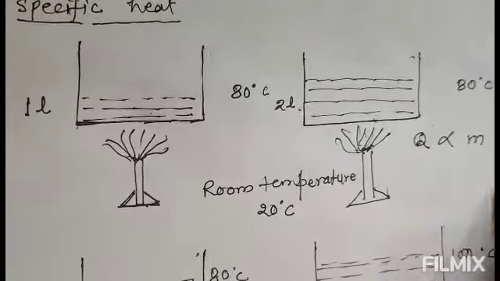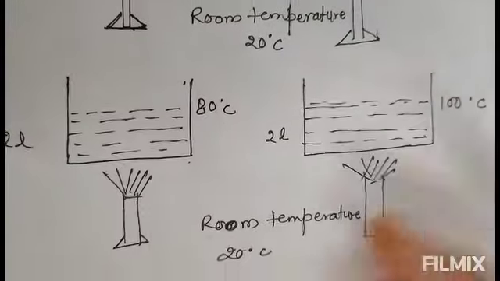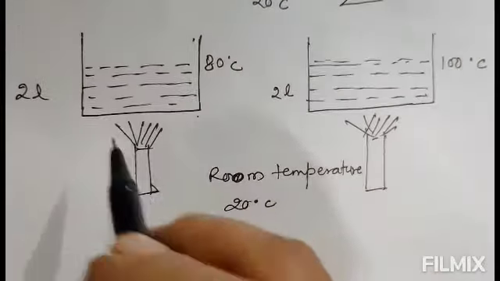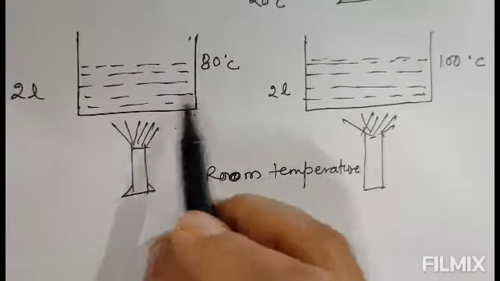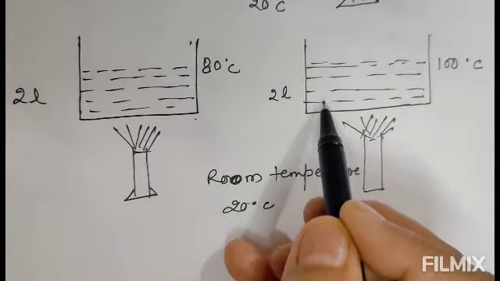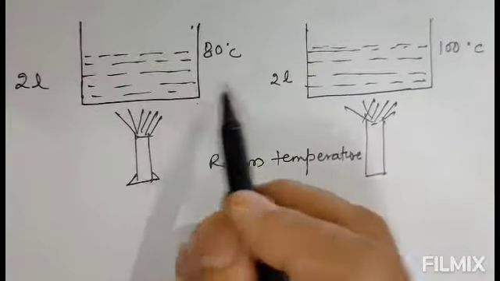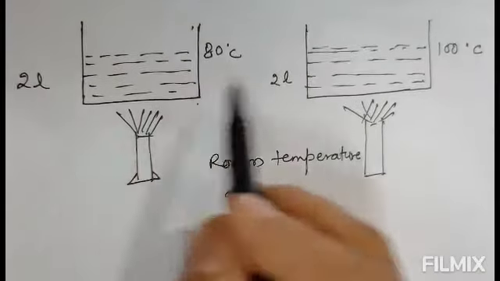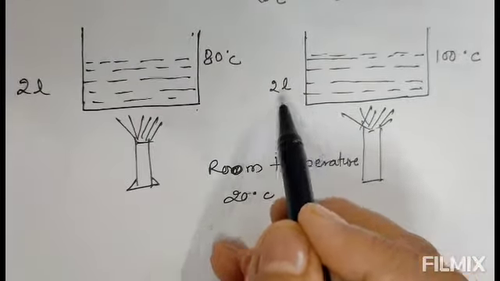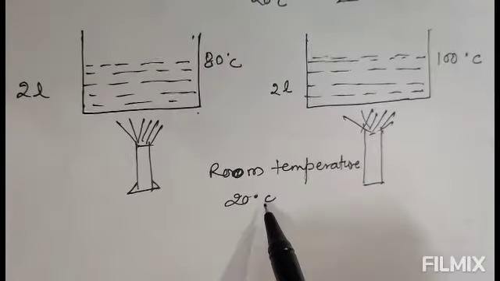Now you will see another condition. We will take again the same identical containers, but this time we have taken the same amount of water, 2 liter here and 2 liter here. Okay, and the room temperature is 20 degrees Celsius.